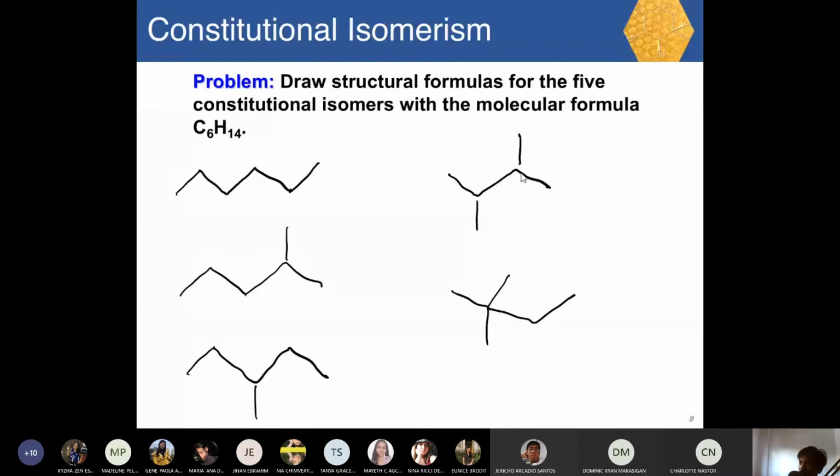Sir, what if ito ilagay ko doon? Same lang yan with this one. Pag ito nilagay ko dito, that's the same as placing this here. No? If flip mo uli yung molecule by 180 degrees. Okay? So those are the 5 constitutional isomers for a compound C6H14.